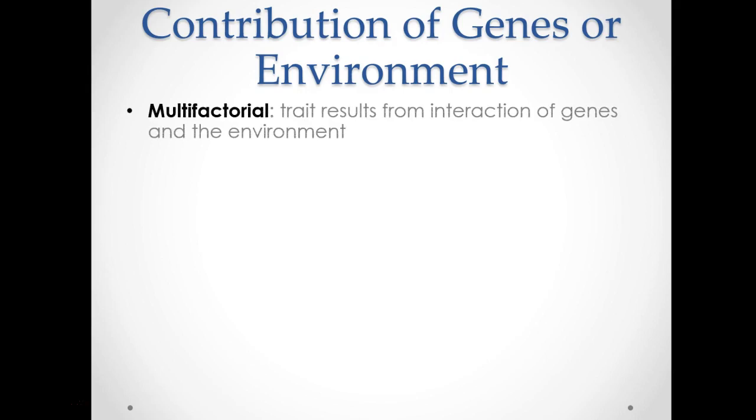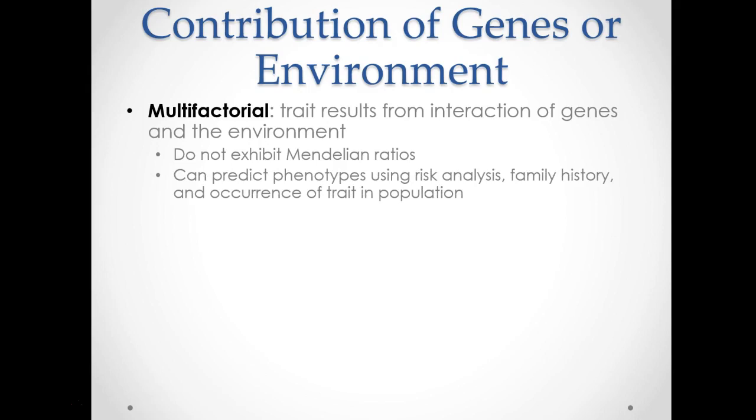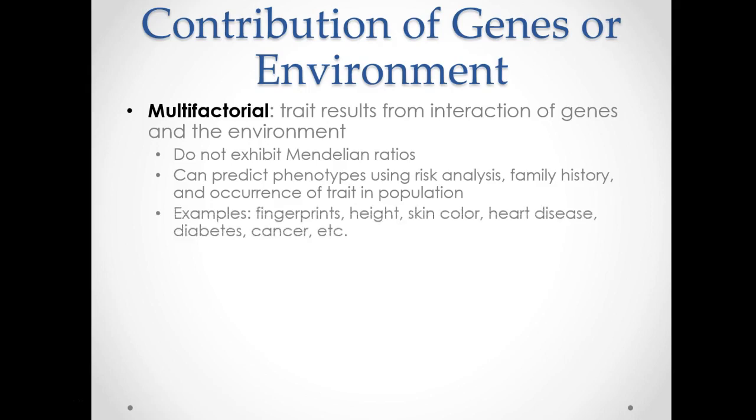So let's move on to the next category of traits, and these are the multifactorial traits, which we're going to spend most of this lecture talking about. And these are traits that result from an interaction of genes and the environment. No Mendelian ratios here. We can't use that at all. We can predict phenotypes using a couple of different tools. We can predict phenotypes using something called risk analysis, which I'll talk about, family history, the occurrence of the trait in the population. So there's certain things that we can actually use some tools for predictive measurements here.